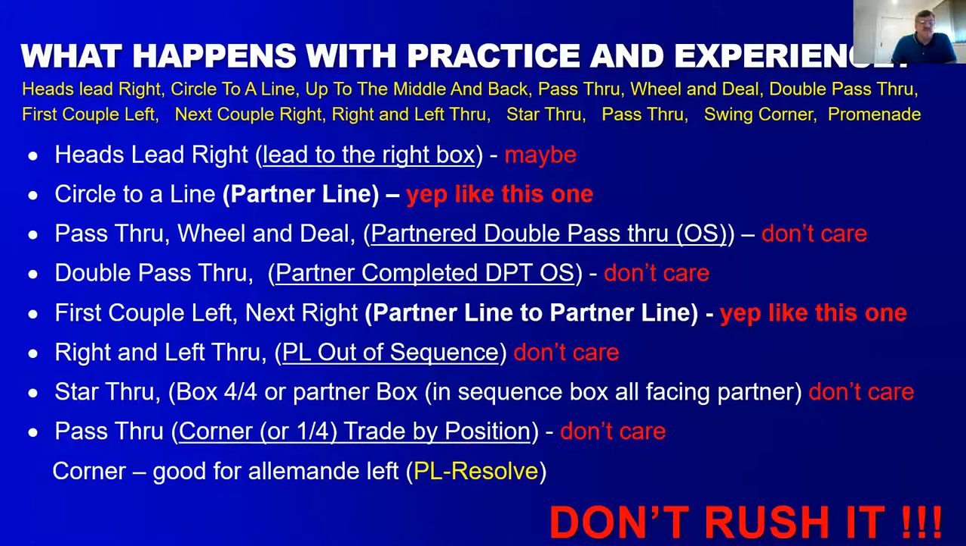Circle to a line, partner line. Do I care about that one? Yes, that's a get-in from a static square to a partner line. I like that one. Pass through, wheel and deal, double pass through. What formation am I in? What sequence am I in? What area am I in? I honestly don't care.